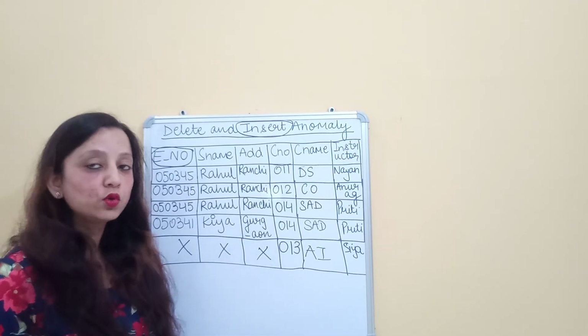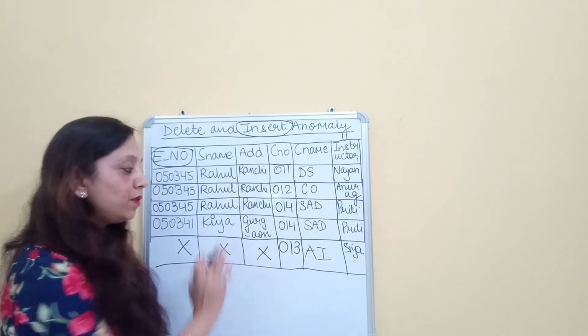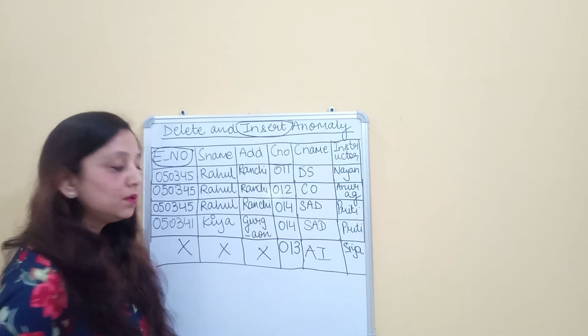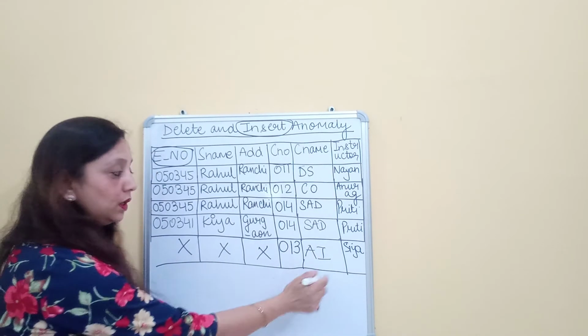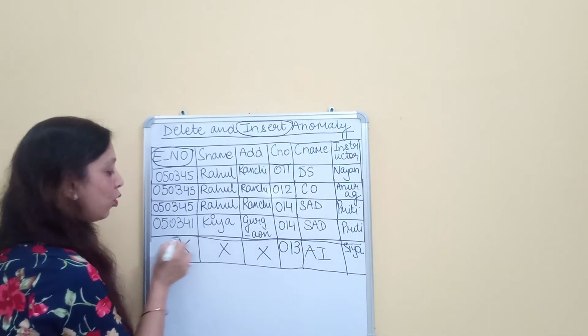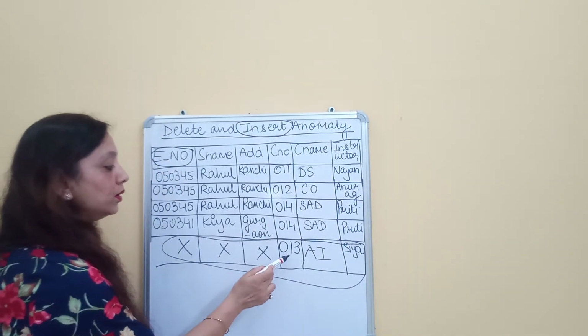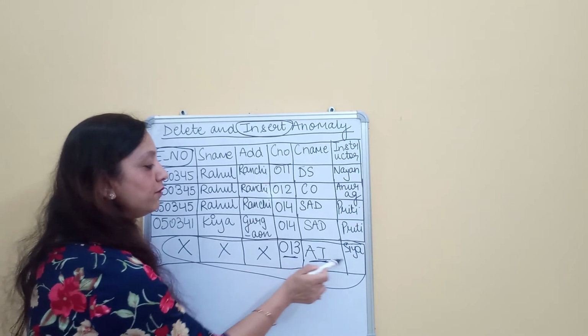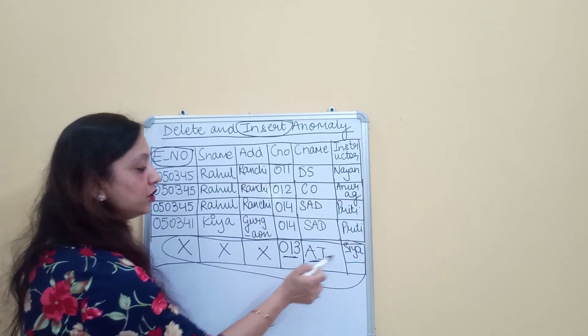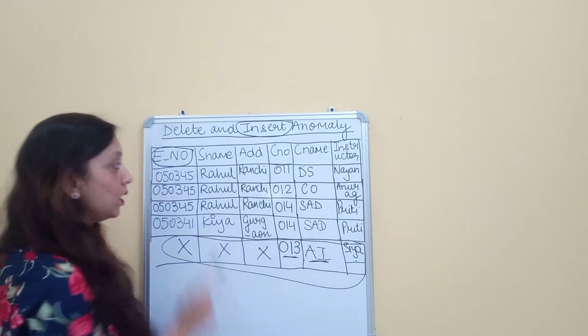Of course, since no student has enrolled, these values will be blank. But how is it possible? Because this whole row is one tuple. And in that case, this tuple has only partial information, that is the course code, artificial intelligence, and the instructor name.